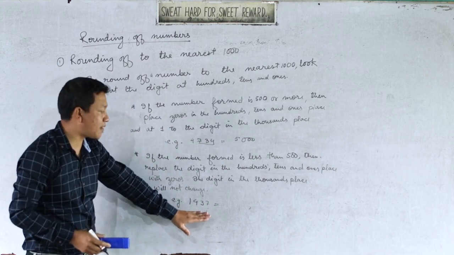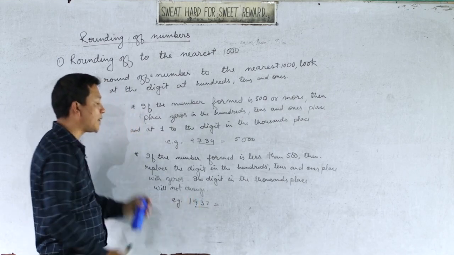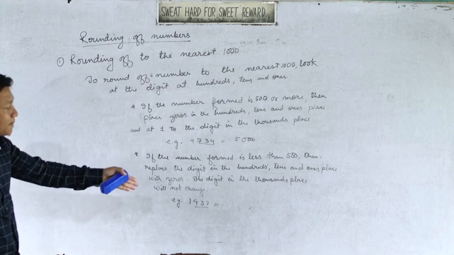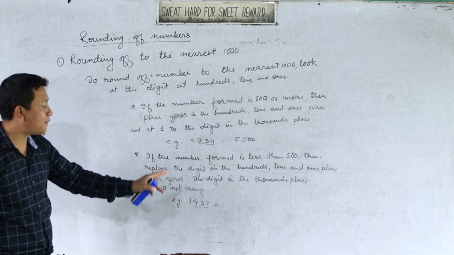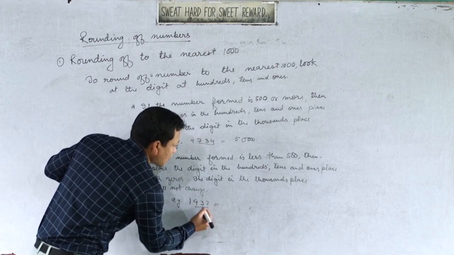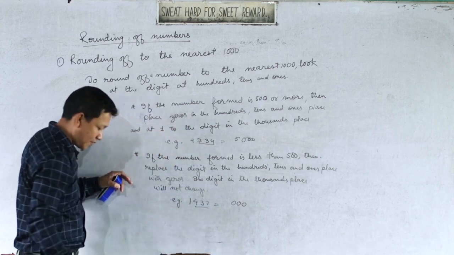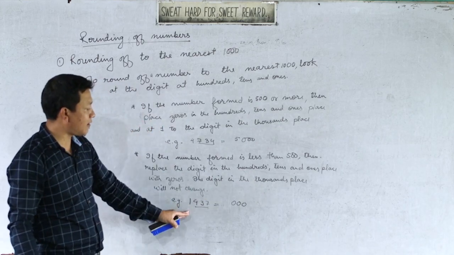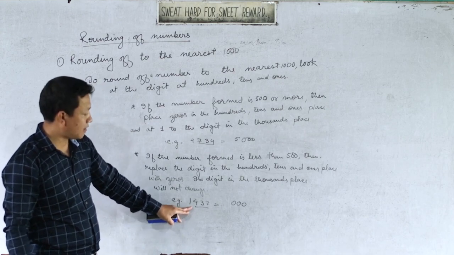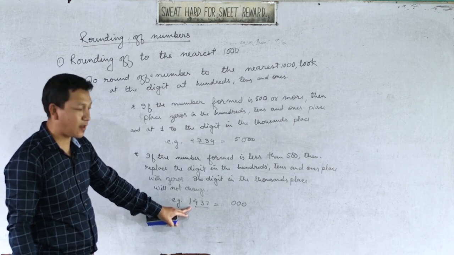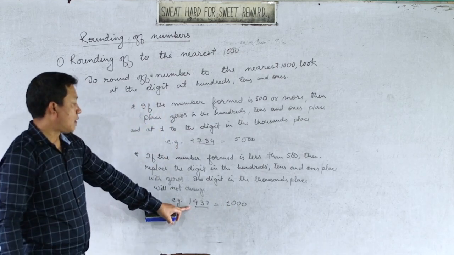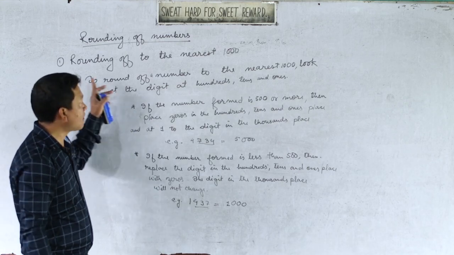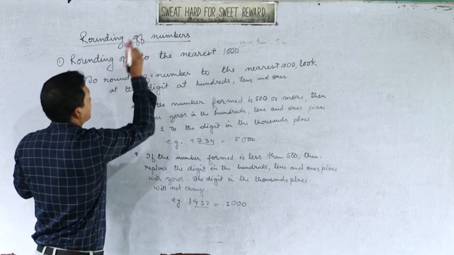I will take this number again. 1437. The number formed by the three digits, the hundreds place, tens place, and ones place, is 437. Is 437 less than 500, greater than 500, or same as 500? We see that 437 is less than 500. So for the three-digit number, we insert three zeros. According to the rules, the digit in the thousand place will not change. What is the digit in the thousand place? It is one. The digit one will not change. We write here one. 1437 when rounded to the nearest thousand, the answer is 1000. This is for rounding off numbers.